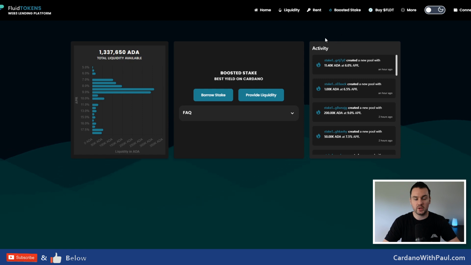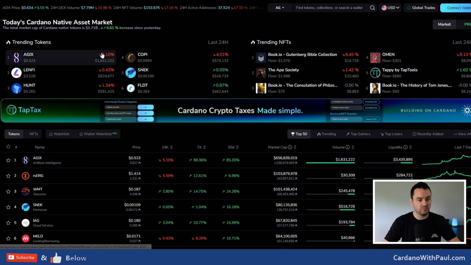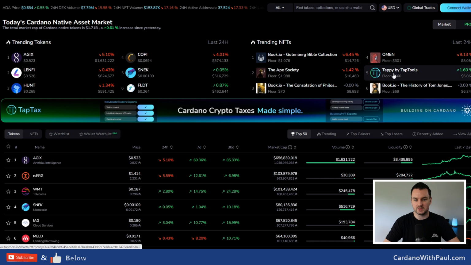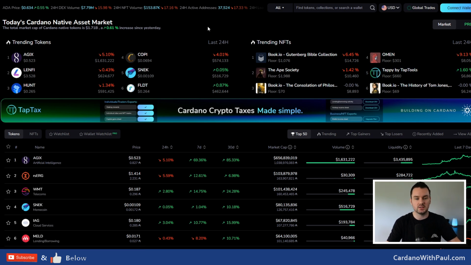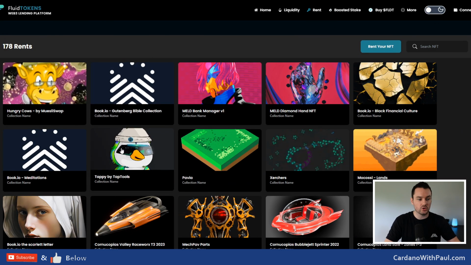Next up, they also have another one on renting your NFTs. So right now, there are different platforms. Like Tap Tools that I mentioned in the beginning, if you hold a Tappy NFT, so you can see here, they have NFT stats too, but the Tap Tools NFT, if you hold a Tappy NFT, you get access to a lot more different stats. Some people hold multiple ones, and rather than letting them sit there in their wallet, what they can do is through Fluid tokens, they can put them up and you could actually rent them out.